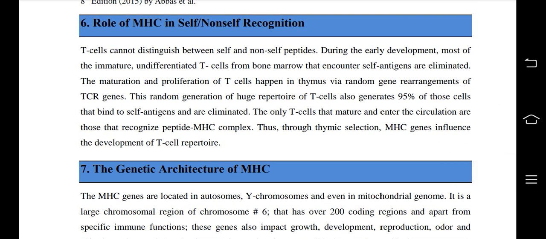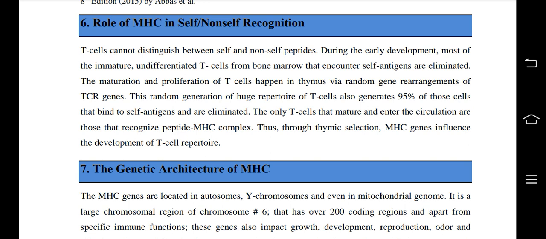Role of MHC in self and non-self recognition. T cells cannot distinguish between self and non-self peptides. During early development, most of the immature undifferentiated T cells from bone marrow that encounter self-antigens are eliminated.